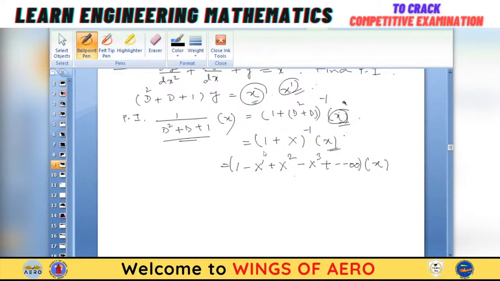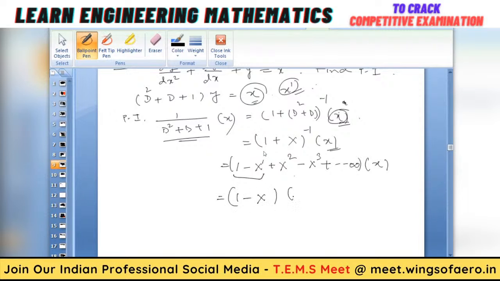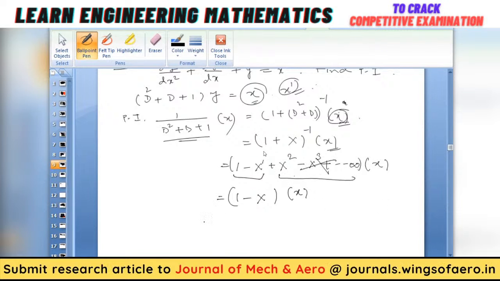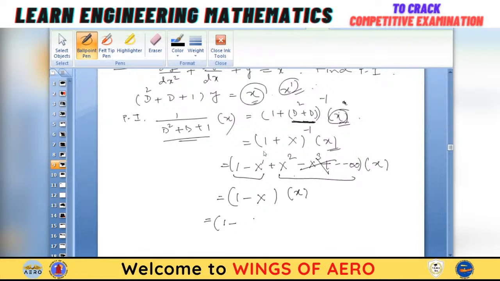Since it is only x, the power is 1, so we should consider only the first two terms, that is 1 minus X of x. Forget about the rest of the terms, they are not necessary. This is equal to 1 minus, now what is the value of X? You have considered X as d square plus d. Okay, write it down.